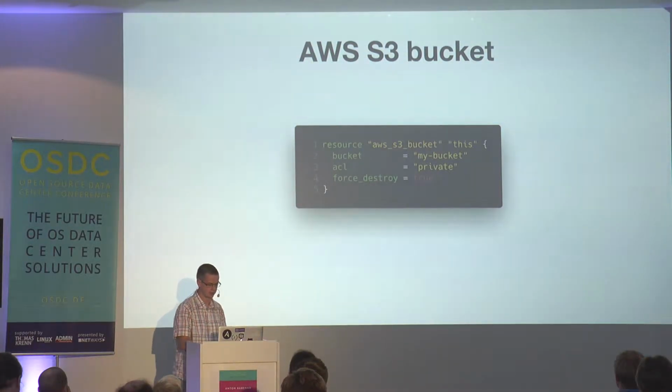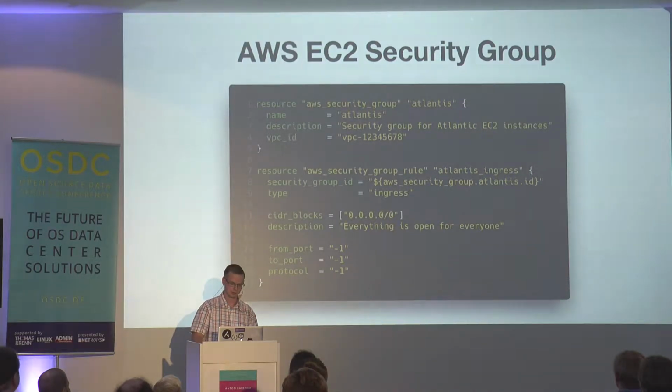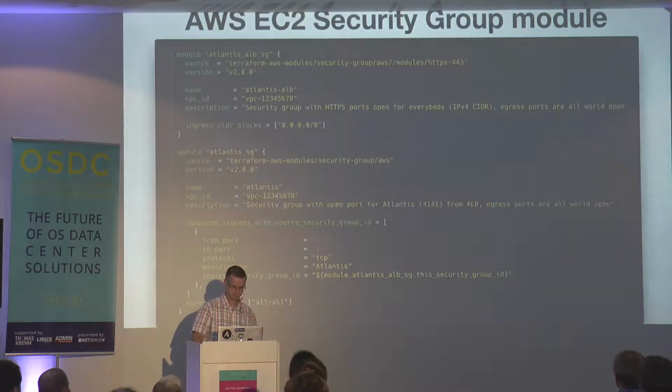As an example, this specific S3 bucket called my bucket is private, and I have a lot of secret stuff there, so I don't want Terraform to accidentally delete it. This example creates a security group with one security group rule, which is that everything should be publicly open for ingress.